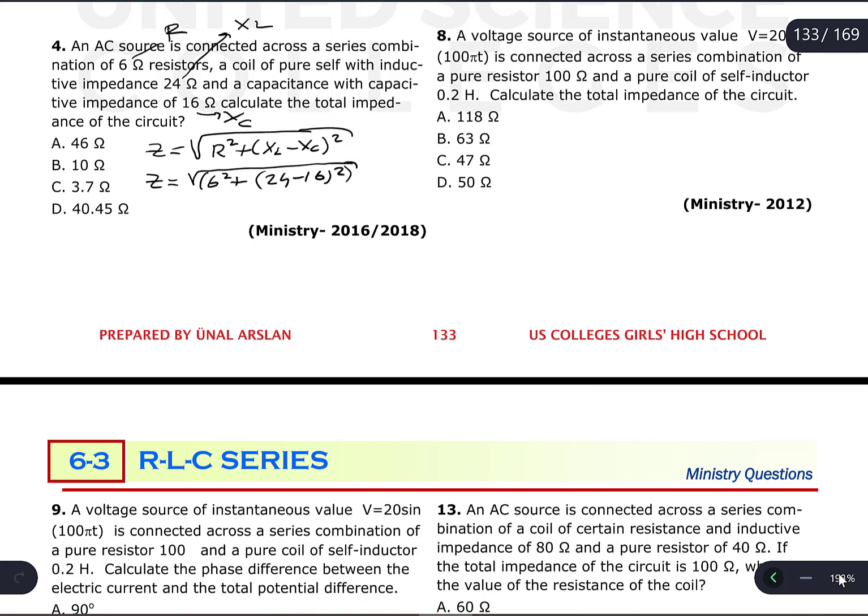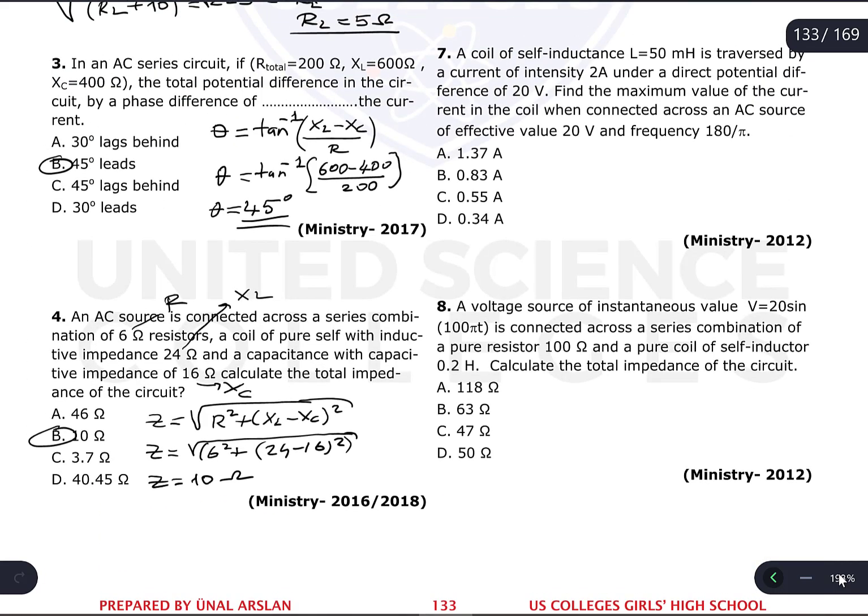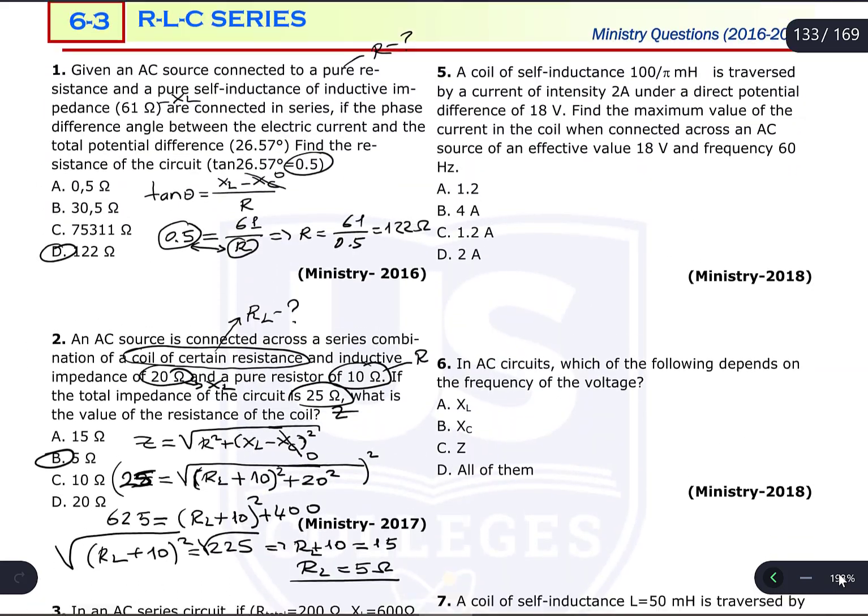I'm going to use the calculator. Square of 6 is 36 plus bracket 24 minus 16, close the bracket, squared. Answer is going to be 100. Root of 100 is 10. So Z is going to be 10 ohm in this question. And question number 5.